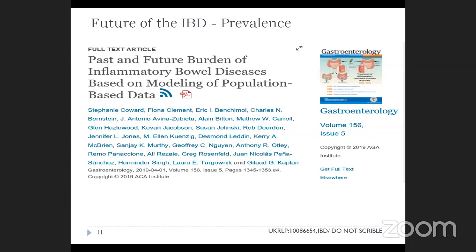Okay, what is the past and the future burden of inflammatory disease? As the incidence is increasing in the developing countries and stabilizing in the Western world, there is an increased prevalence of disease. In this article they say that 1% of the population could have these inflammatory bowel diseases, and the disease burden will increase as the days pass. Coming on to the next slide.